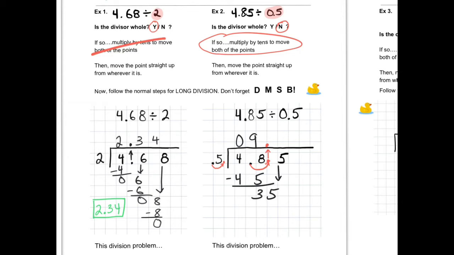5 divides into 35 7 times. Then we multiply 7 times 5. That's 35. We go to a subtraction. 35 minus 35 is 0.